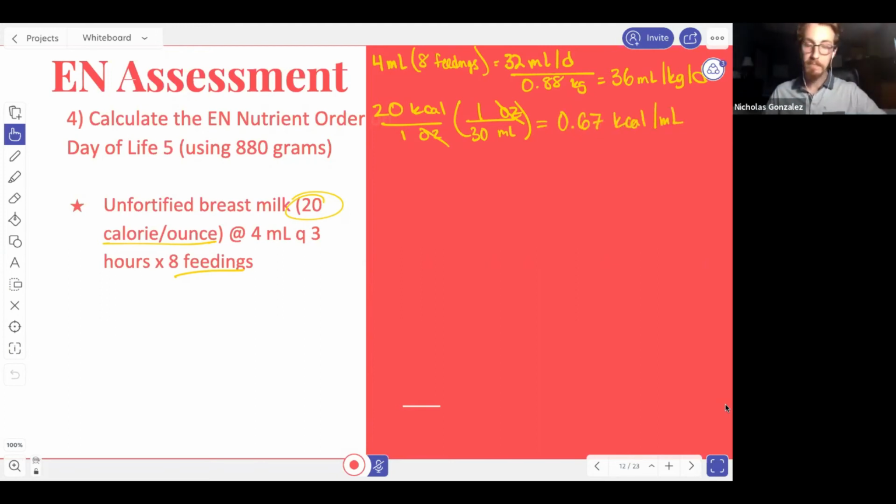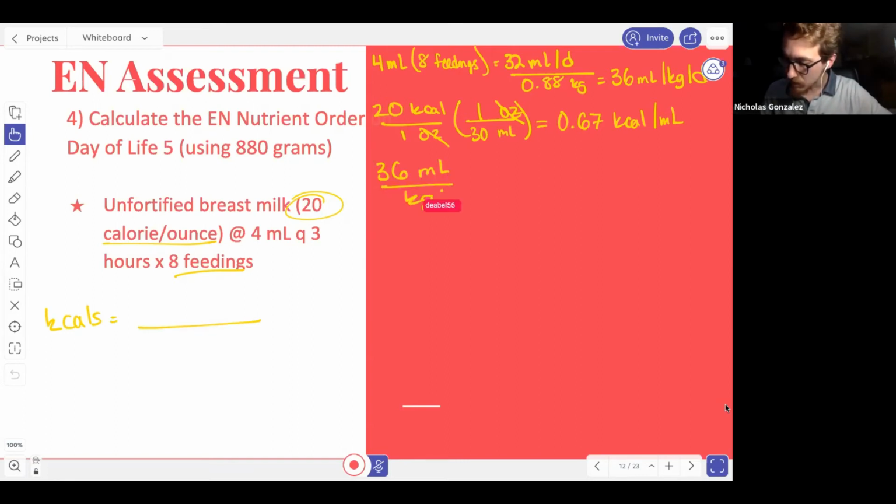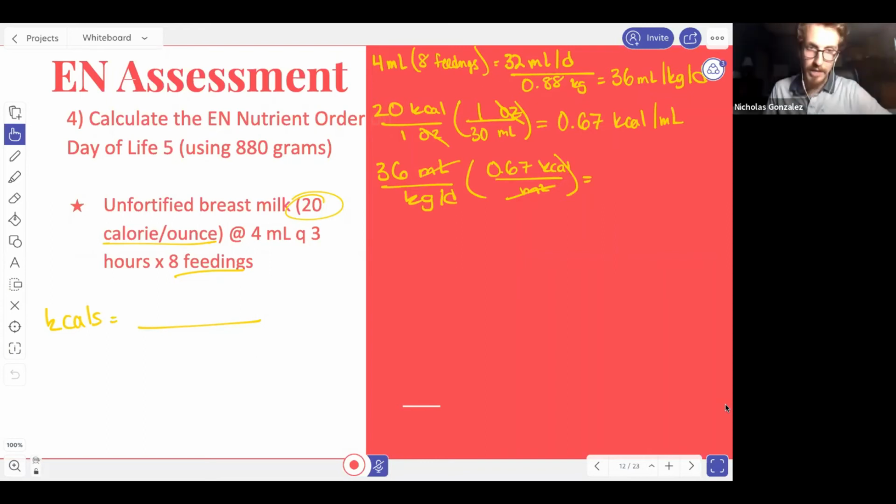Okay. So now that we have this value, we can solve for the kcals. So we're going to take the volume of 36 milliliters per kilogram per day and multiply that by the 0.67 calories per milliliter. Okay, and our milliliters are going to cancel, and that leaves us with just 24 calories per kilogram per day.